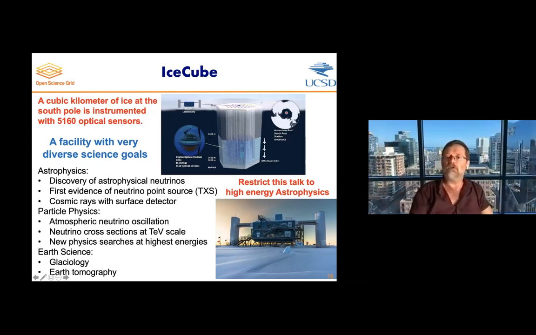Now, when a neutrino goes through the ice, it will interact somewhere in the ice, some of the time. So you have to be lucky that the neutrino interacts. And then when it interacts, it produces a charged lepton, either a muon, an electron, or a tau, if it has enough energy.